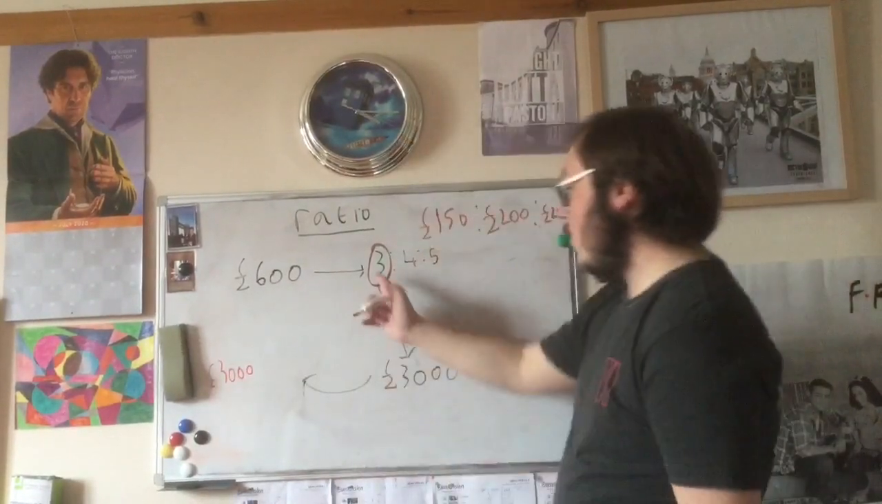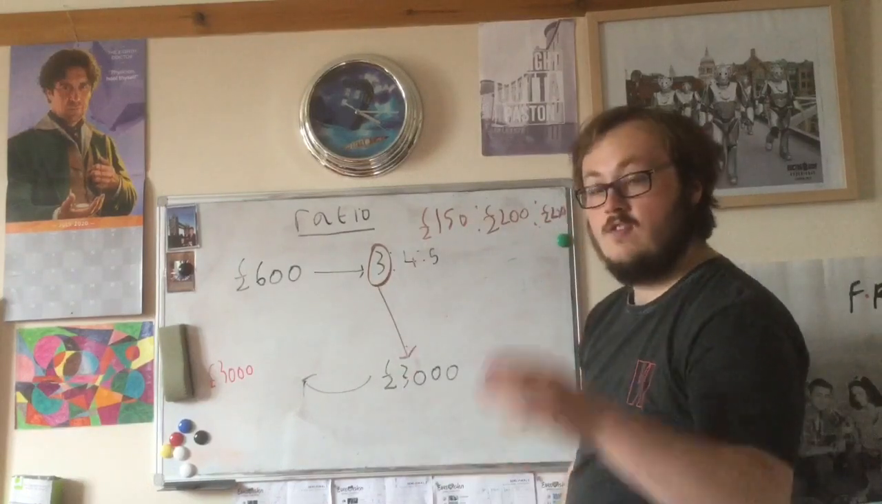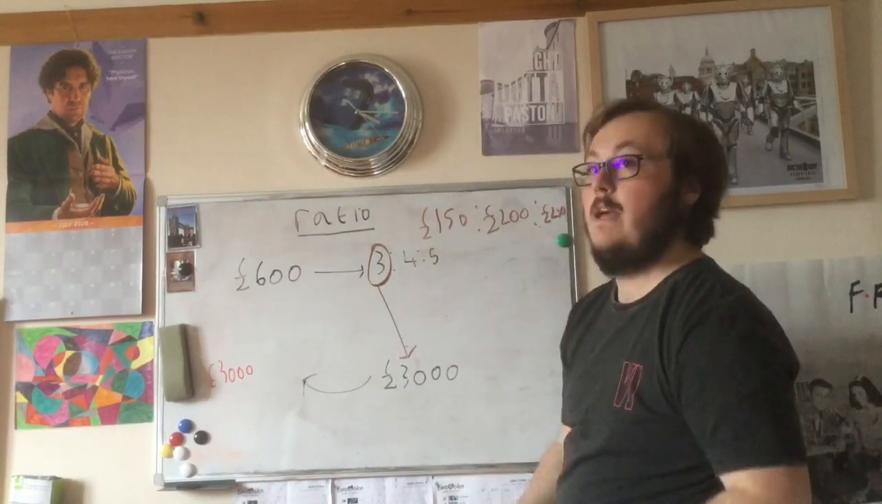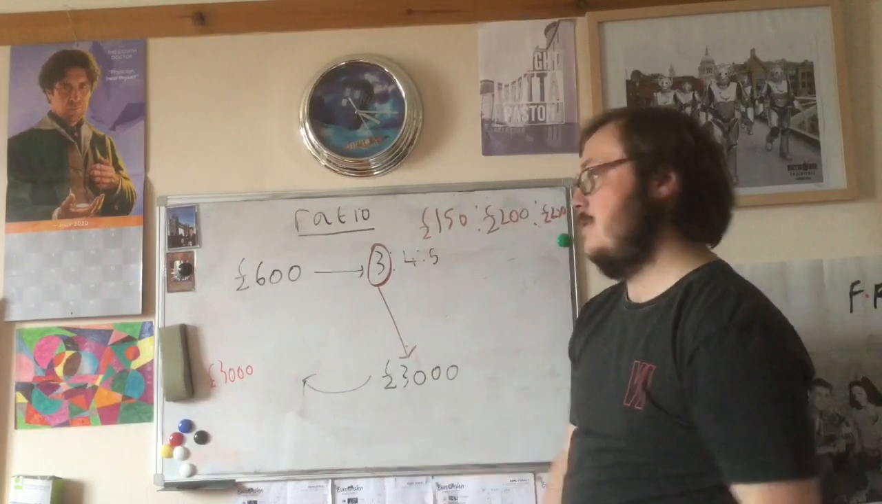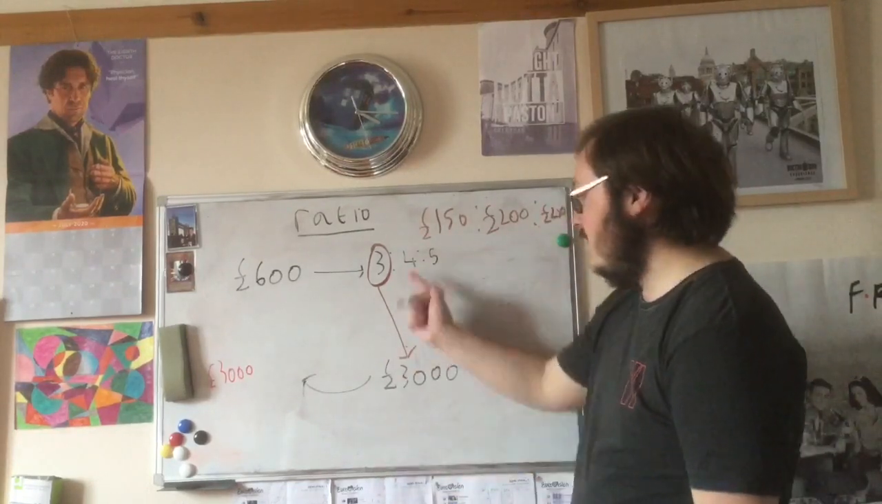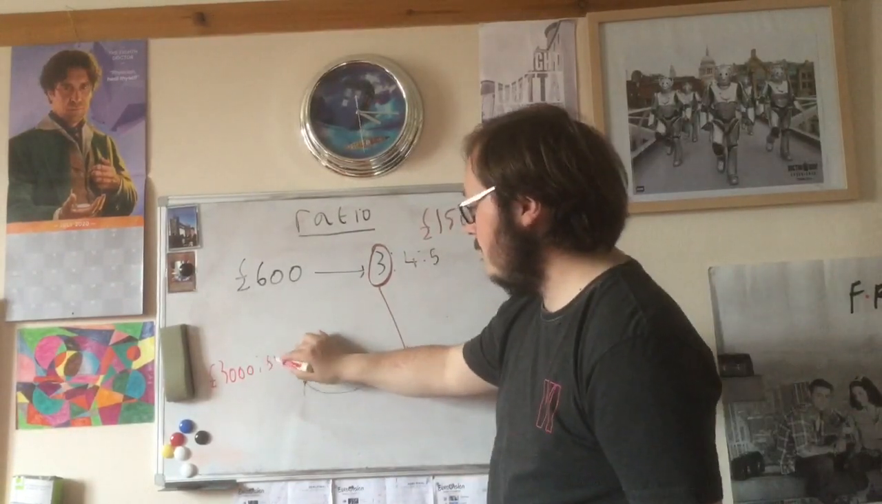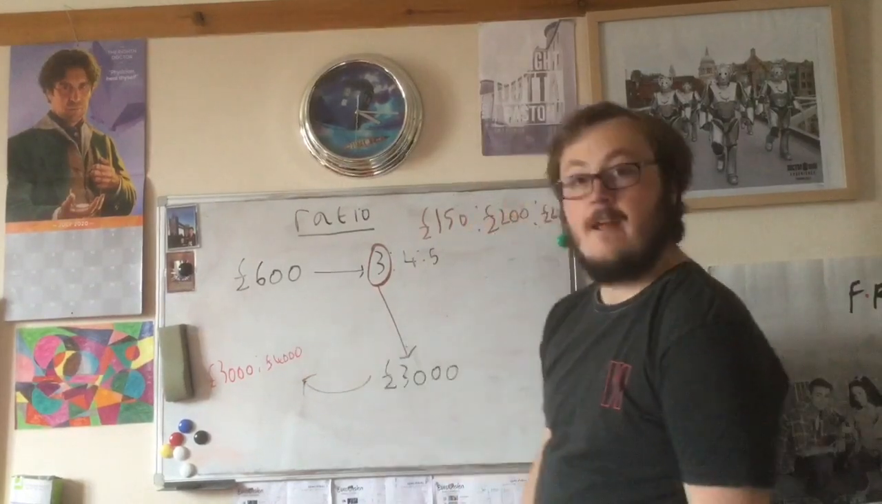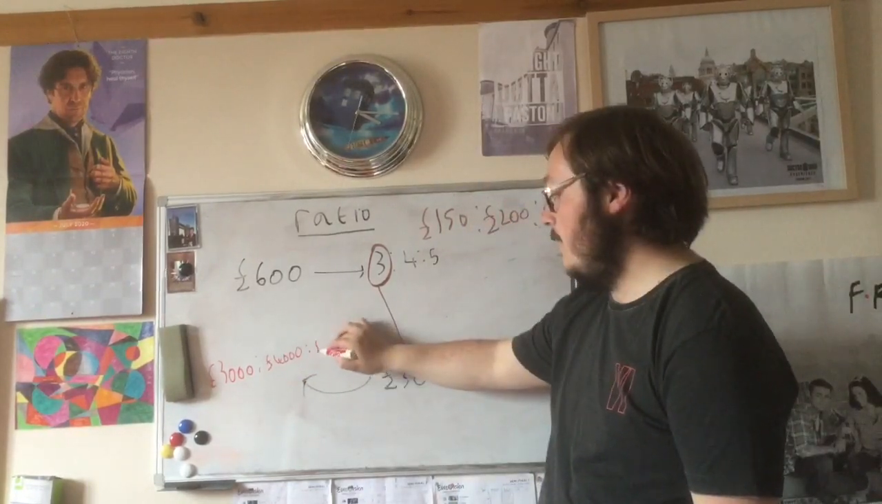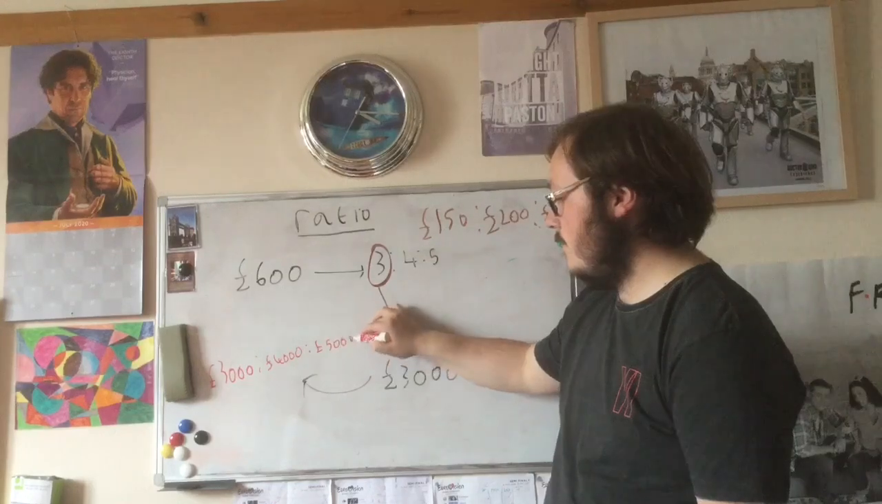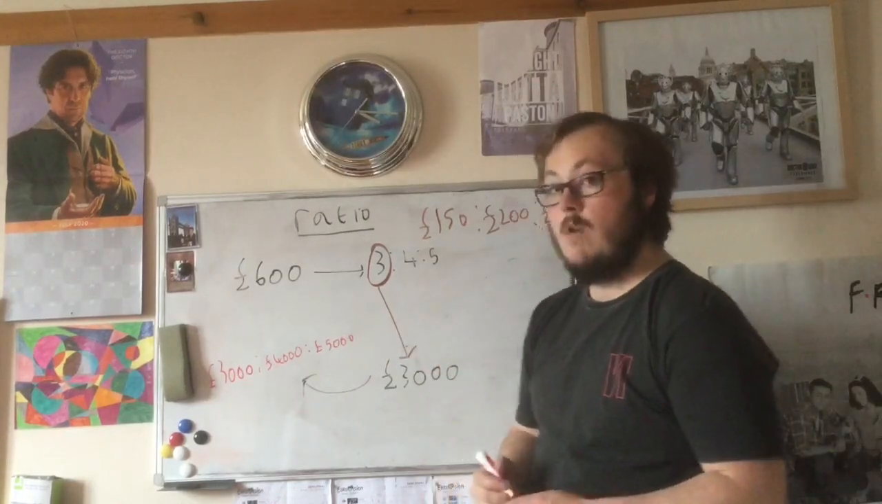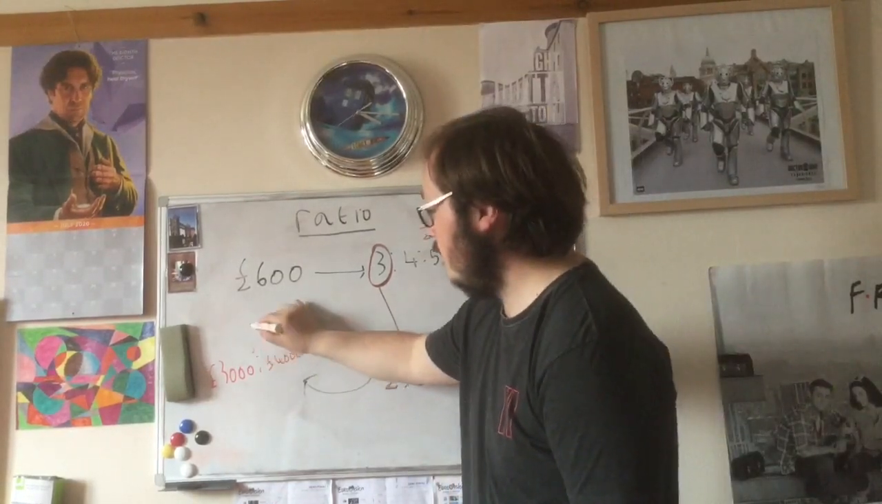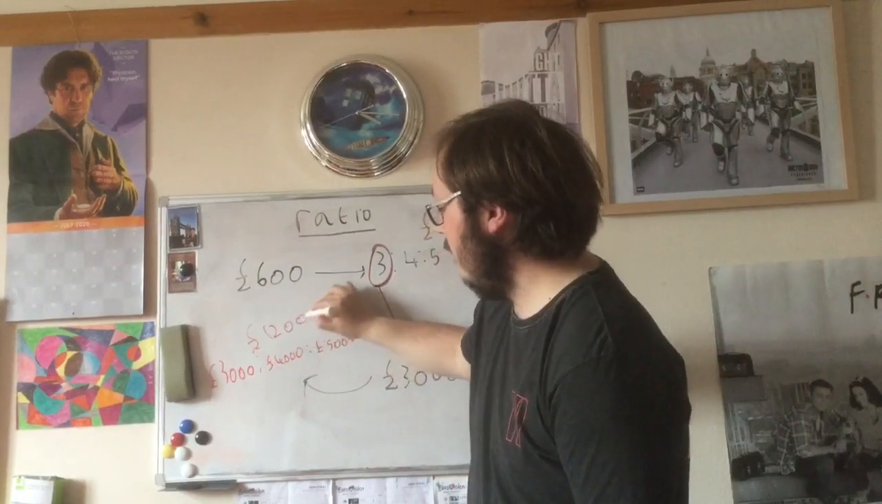Now 3 parts represent 3,000, so we divide it to know what one part makes. One part makes 1,000. So if one part's 1,000, then the 4 parts here represents £4,000. And then the 5 parts at the end represents £5,000, which makes the total 12,000.